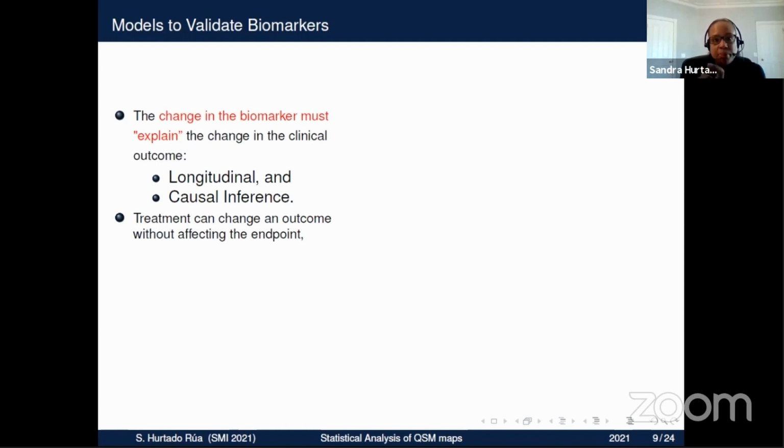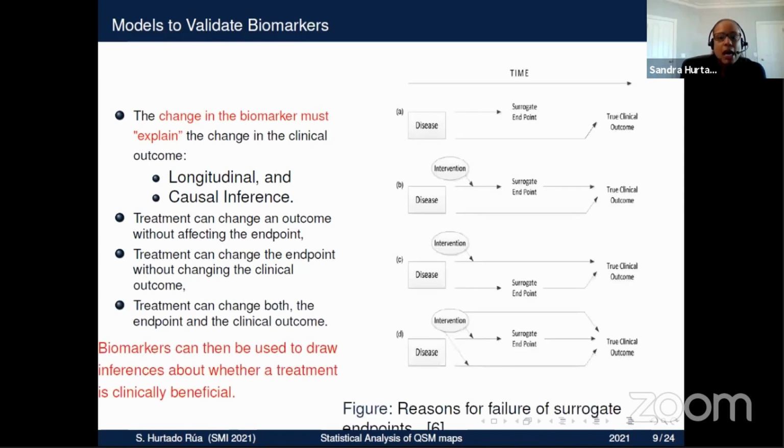And change is important. So it's not only cross-sectional size, but also longitudinal change. The importance of looking at this is because obviously treatment can change the outcome without maybe affecting the endpoint, that is your clinical variable, or it can change the endpoint and not the biomarker itself, or it can change both. So this is from work in 2018, where they explained the importance of a causal effect in the biomarker estimation.